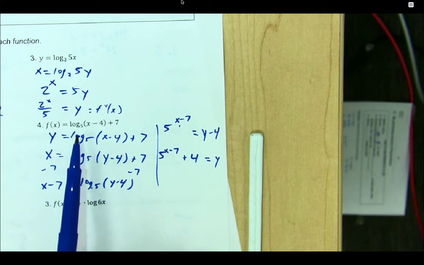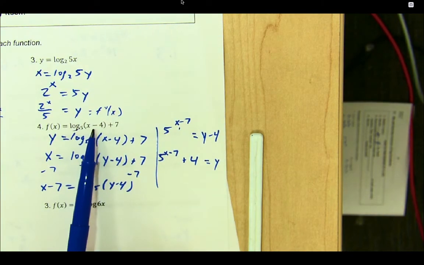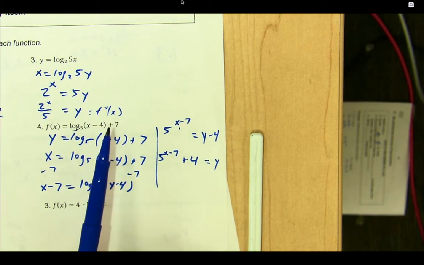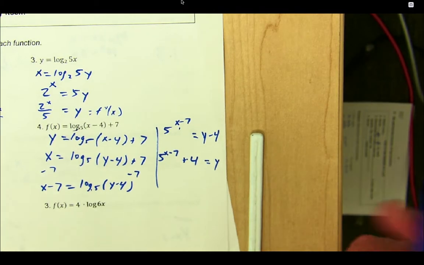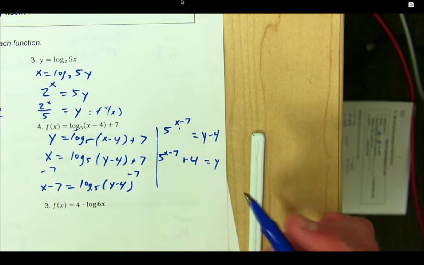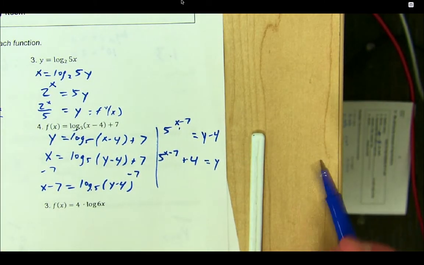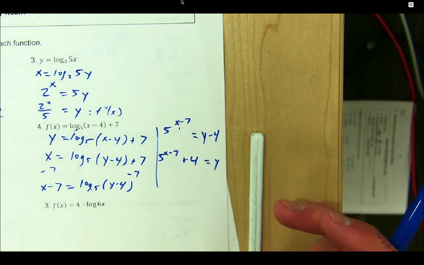You have exponents, which is the inverse of log. Here you have a minus 4. Here you have a plus 4. Here you have a plus 7 and a minus 7. So there's a lot of inversey stuff going on, which is another good indicator that you did things correctly. All right.